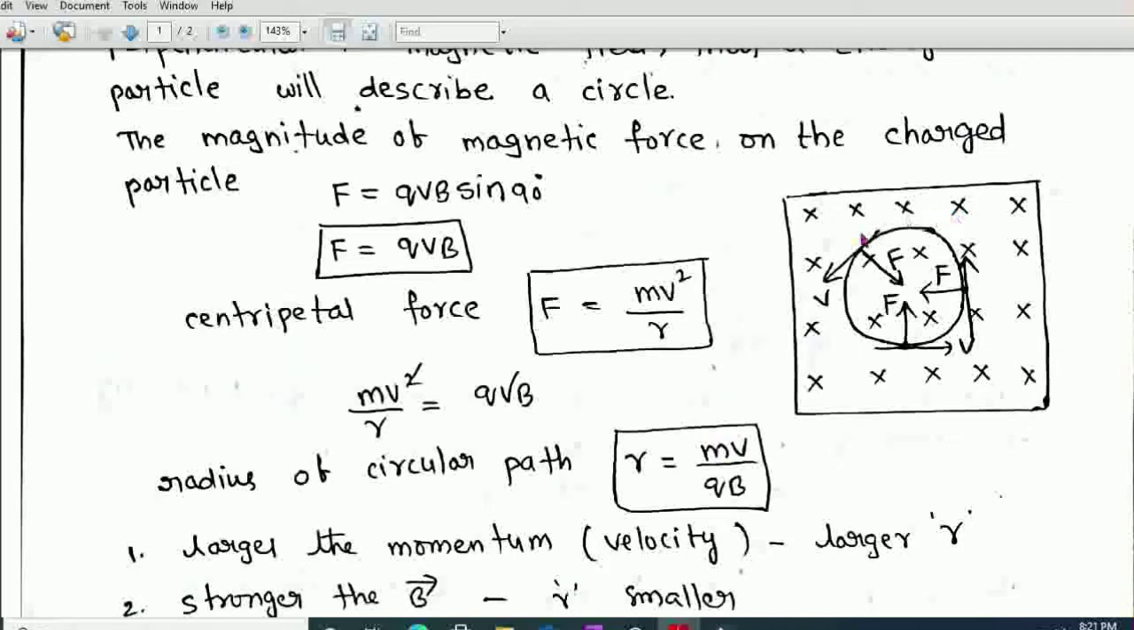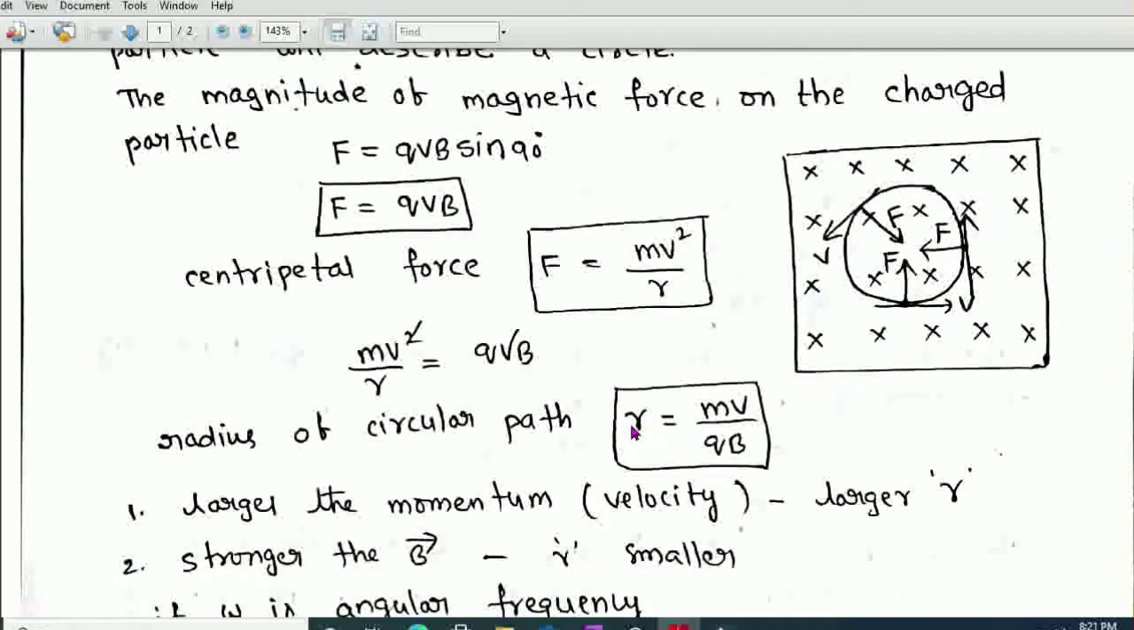When the particle describes a circular path, the radius of the circular path can be determined by using this formula. R is equal to mv by qB, where m is the mass of the charged particle, v is the velocity, q is the charge, and B is the magnetic field.